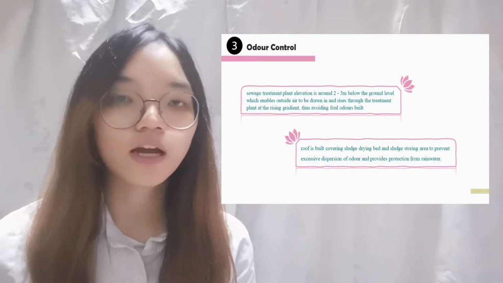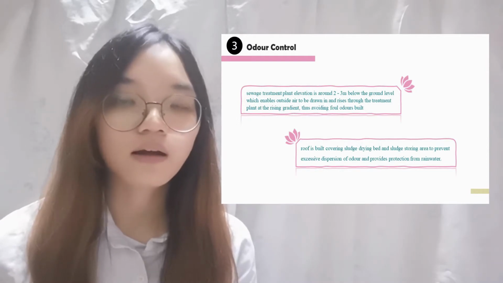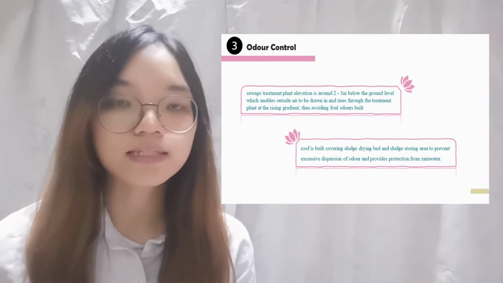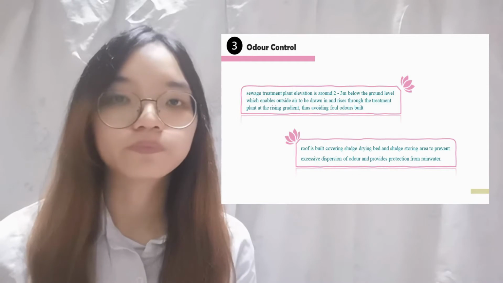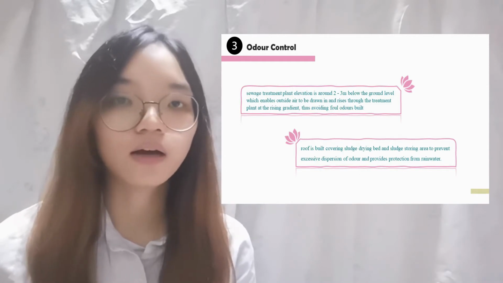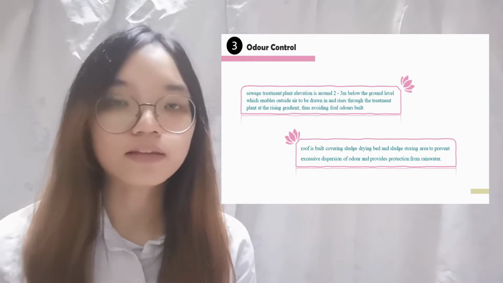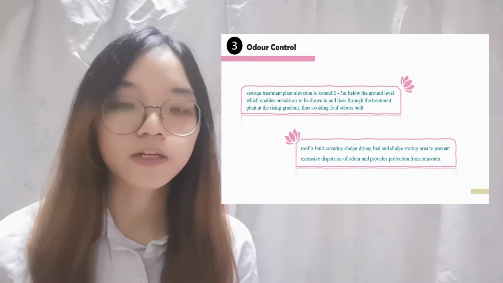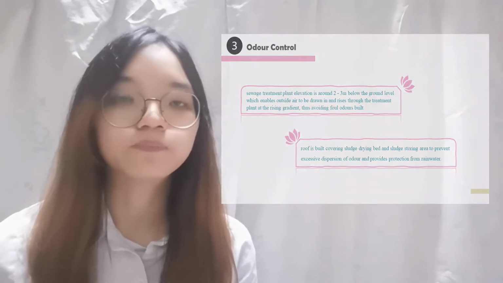The elevation of the plants is around 2 to 3 meters below the ground level, to enable the outside air to be drawn and raised out through the treatment plants in a rising gradient, to avoid foul odor built up inside the facility. And the sludge drying bed is covered with a roof system to avoid the dispersion of odor and to protect the sludge from rainwater.